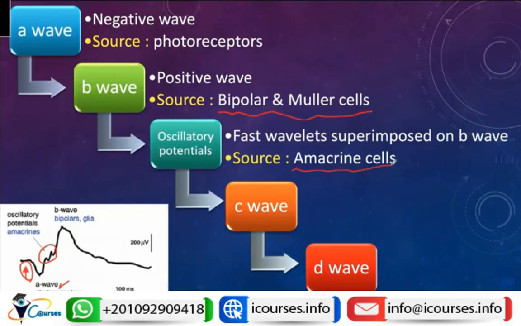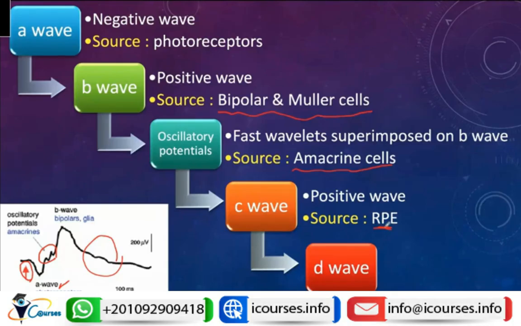Then sometimes another positive wave may appear here. This is called the C wave, and it comes from the retinal pigment epithelium, but it is not present all the time. And finally, there may be, very rarely, a wave called the D wave, which is very, very rare in man, but it is more common in animals.